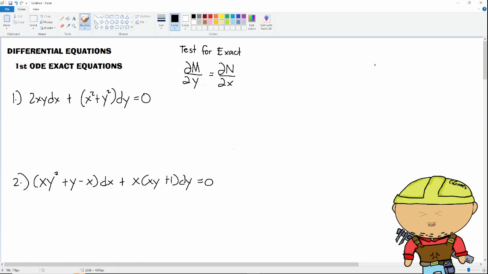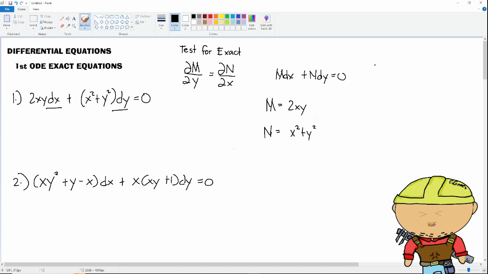Partial derivative of M with respect to y is equal to the partial derivative of N with respect to x. First we need to understand what M and N are. We see the equation as M dx plus N dy. We distribute the equation into dx and dy terms, and whatever is on the side of dx is M and whatever is on the side of dy is N. In this equation, M is 2xy and N is x squared plus y squared.